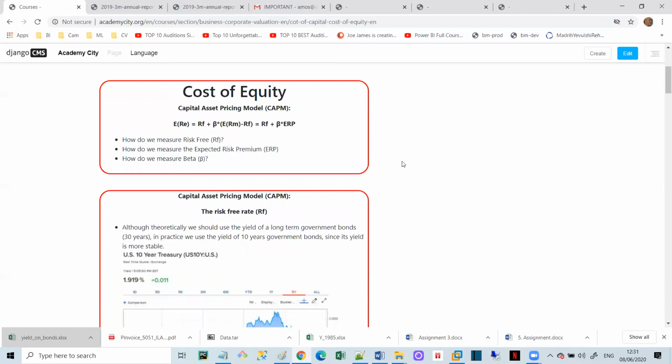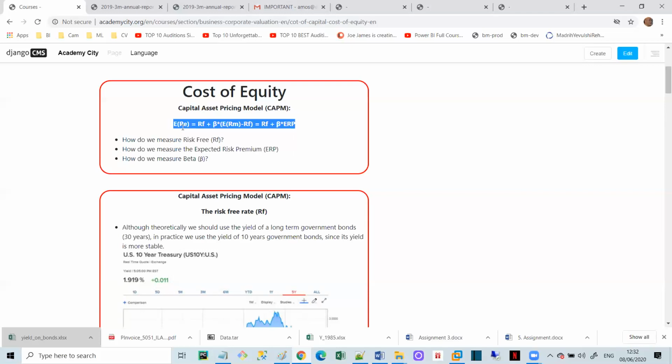Relatively recently, Fama and French modified the model to have even five components, not just one. Here we have what we call the expected risk premium, and we have the risk-free rate, and we multiply the expected risk premium by the beta, as you studied in your finance course, to estimate the expected return on the equity of a company.